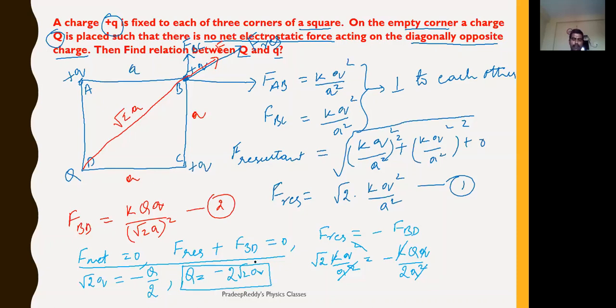This is how you can find the relation between small q and capital Q, the charge diagonally opposite to each other. In order to get the net force between these two charges to be 0, you should take this negative. This capital Q charge which you are placing over here should be negative. That is proven in the solution.